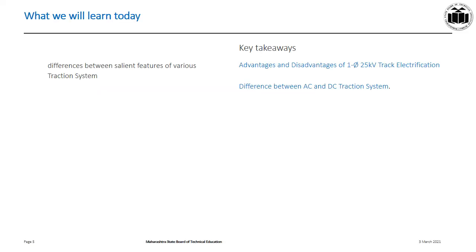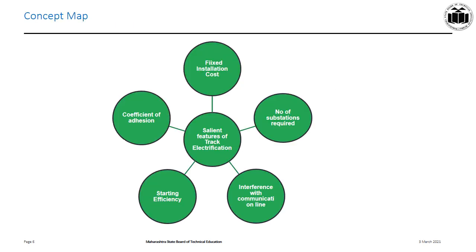What we will learn today? Today we will learn differences between salient features of various traction systems. The key takeaways from this slide are advantages and disadvantages of single phase 25 kV track electrification and difference between AC and DC traction system. Let's see the concept map for this topic.